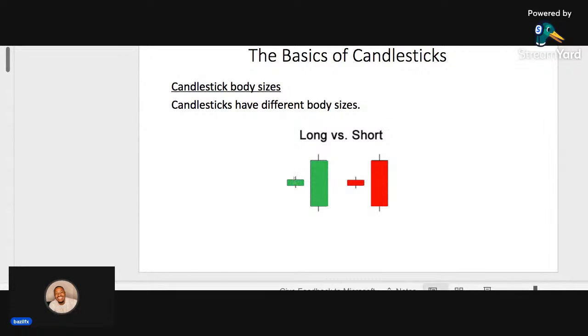As you can see, we have a small bodied candle and a big bodied candle. Whenever you see a small bodied candle in the market, it means the buyers have less momentum now, or you can call it less buying pressure. Whenever you see this small candle here, it represents less buying pressure.